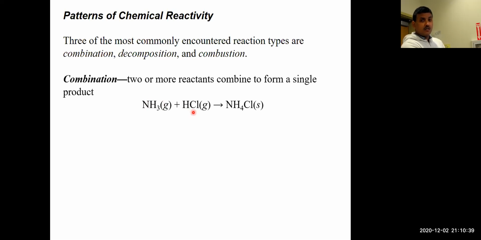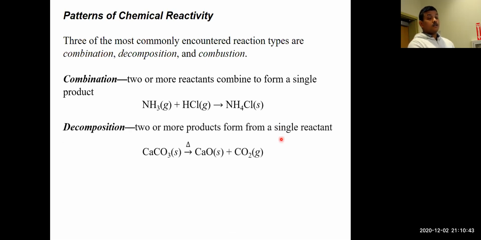So decomposition is also self-explanatory. In a decomposition reaction, you have a reactant decompose to form two or more products. So here, calcium carbonate under heat, that's the symbol for heat, decomposes to form calcium oxide and carbon dioxide.